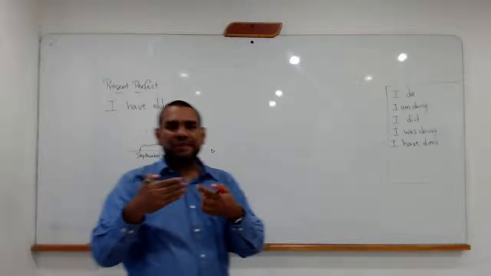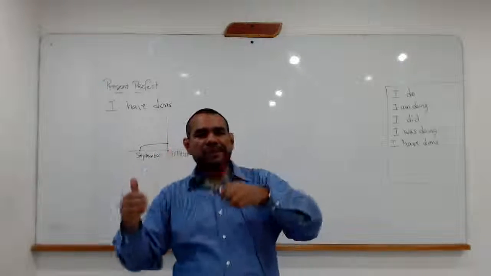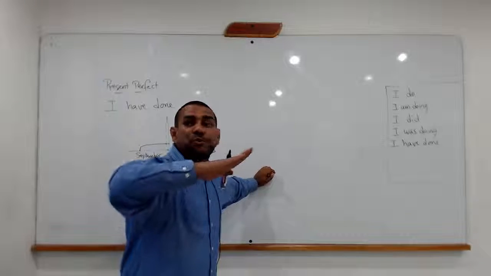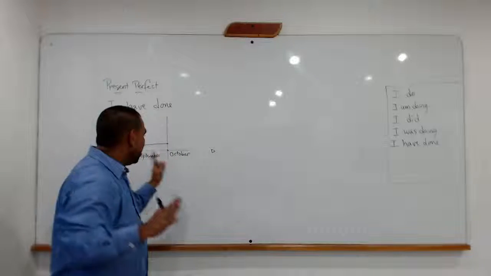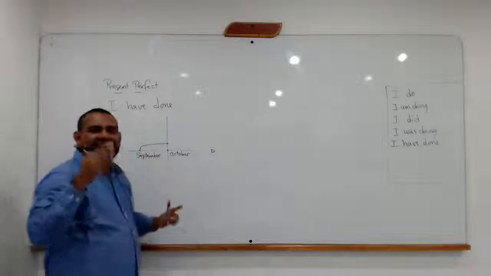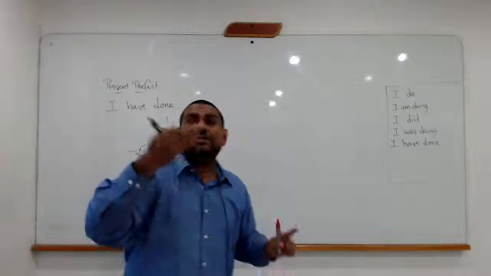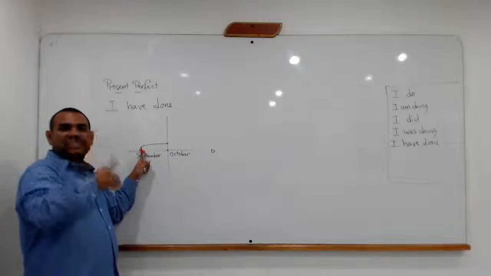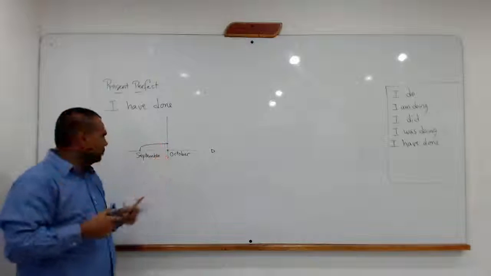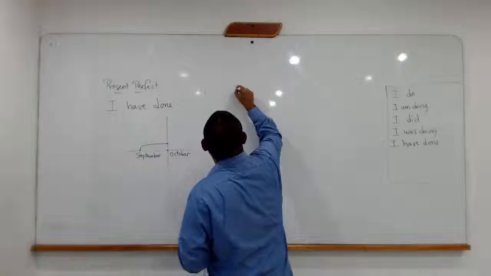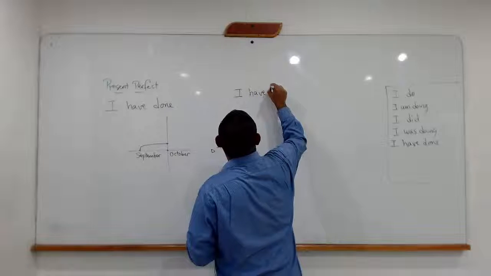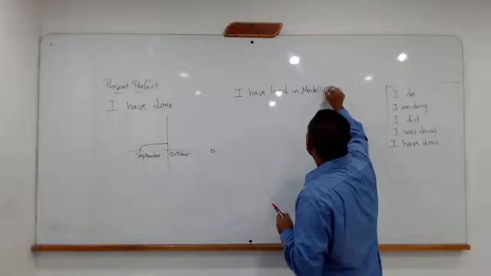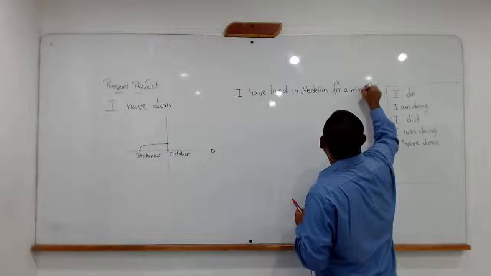Some people have the trend to confuse simple past and simple present. But essentially, what makes a distinction is that simple past has no connection with the present, whereas present perfect does have a connection with the present time. Okay? An action that started in the past but still has implications in the present. Example. I have lived in Medellin for a month.